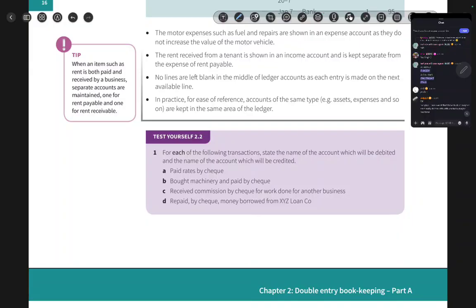All right, so state the name of the account which will be debited and the amount which will be credited. Paid rates by check, your bank is decreasing, your bank will be credited. Credit the giver and debit the receiver. Your rates are getting the money.